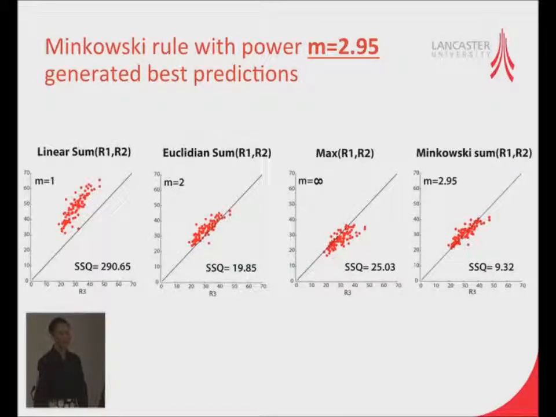Same type of analysis, and in this case, I also looked at Euclidean summation. I found that the best predictions were always obtained when m is close to 3. So in this case, it's 2.95. So again, linear summation overestimates, Euclidean overestimates a bit, maximum tends to underestimate, and Minkowski does a pretty good job when m is equal to 2.95.